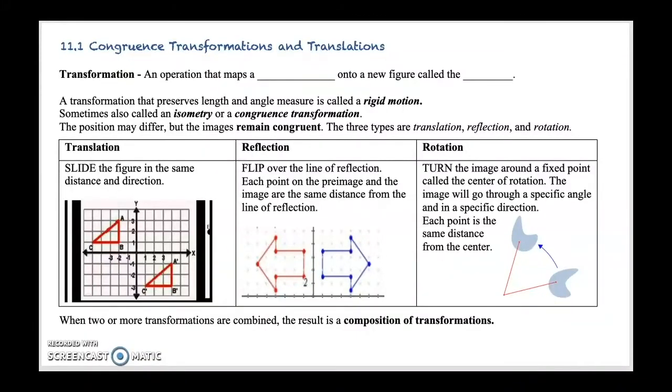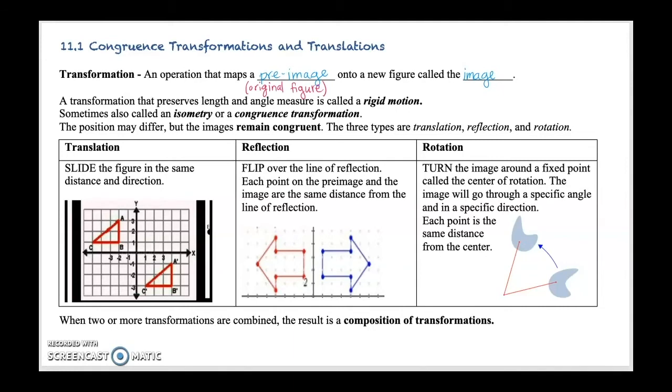Hey guys, so we're finally starting our last unit, chapter 11, which is on transformations. And it's probably something you've done at least a little bit before. So we're starting with 11.1, where we're going to remind you about what congruence transformations are, and then do translations. So a transformation is just an operation that maps a pre-image onto a new figure called the image.